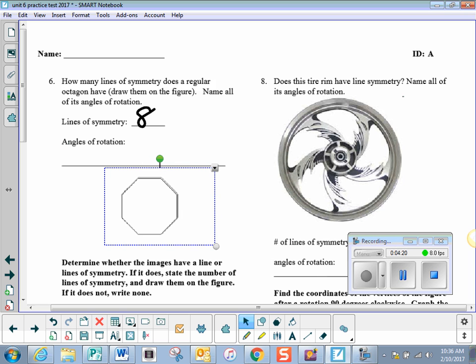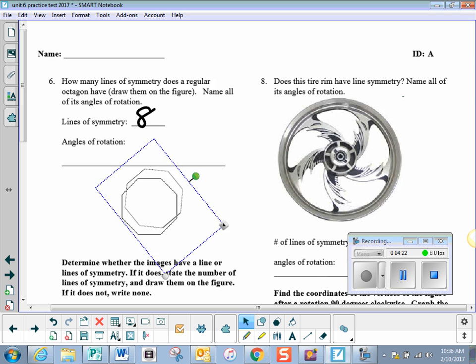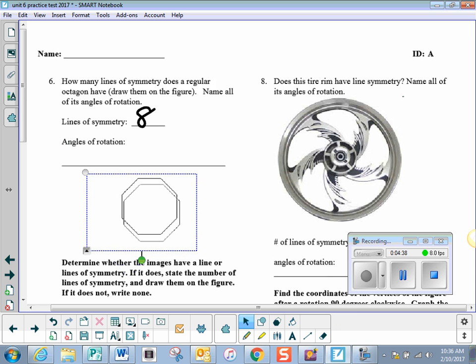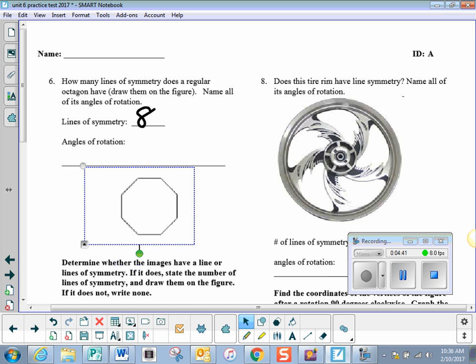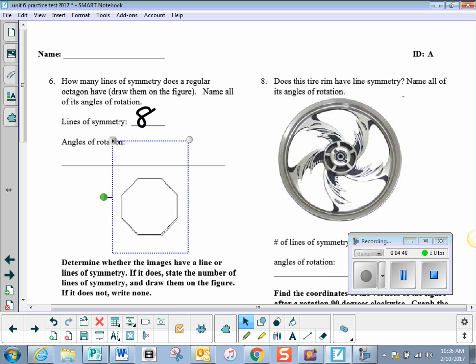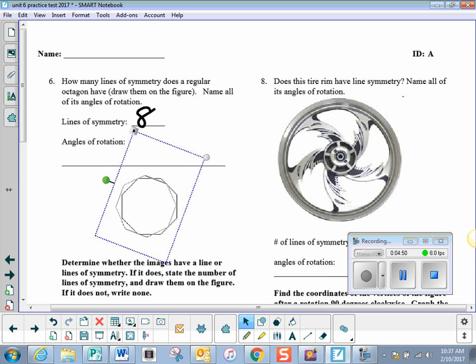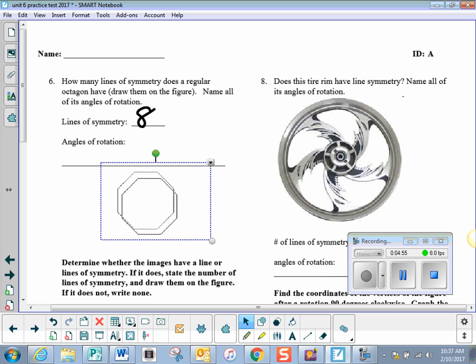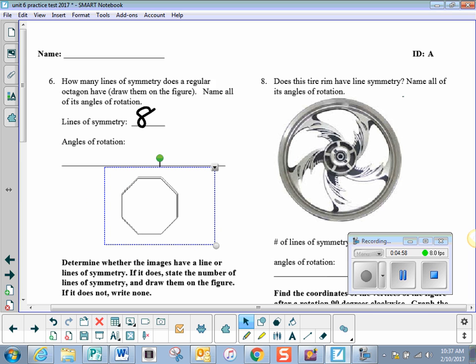Okay, so how many degrees until it's the same? 1 turn. 2 turns. 3 turns. 4 turns. 5 turns. 6 turns. Now, if you had your pencil on your paper and you were doing this, it wouldn't be sliding. It wouldn't be off like that. 7 turns. 8 turns.